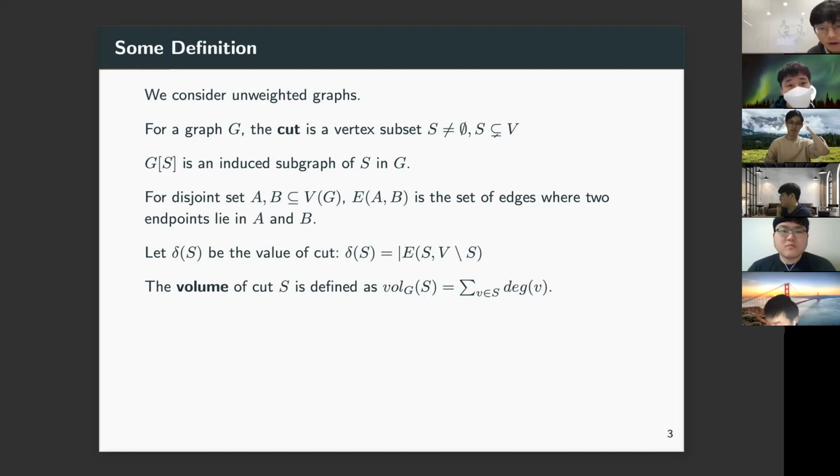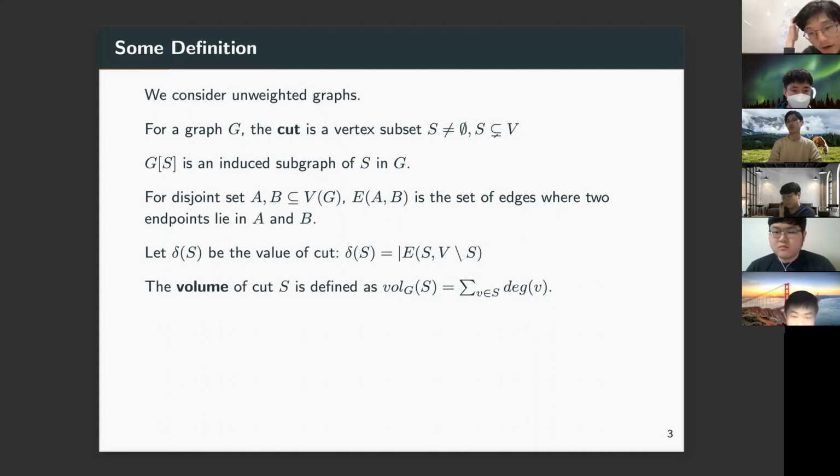Let delta(S) be the value of the cut. It is the number of edges that go between S and V minus S, inside and outside of the cut. I hope I'm doing everything right. So they are the cut, and the number of such edges is the value of the cut.